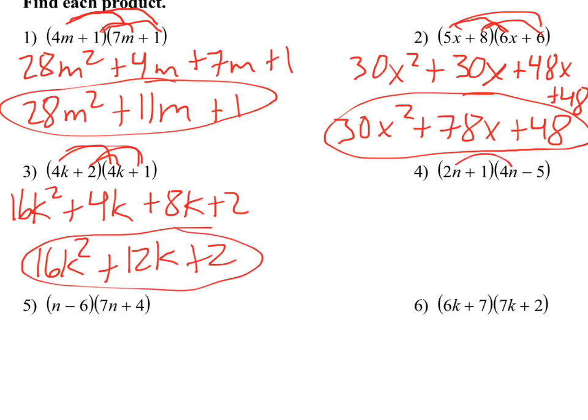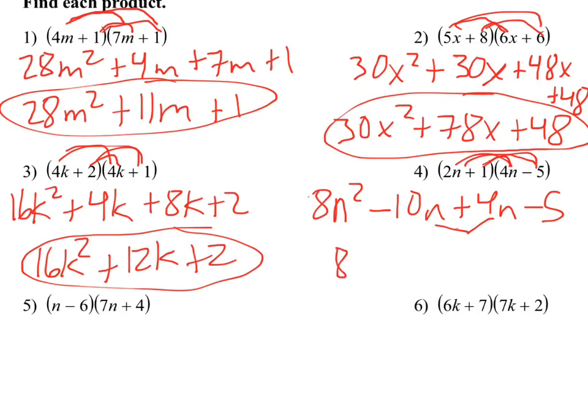Moving on to the next one, just take 2n times both the things in the second one, you'll get 8n squared and n squared, and then subtract 10n. This is the first time we've had some sort of subtraction going on. 1 times both of those, you'll get plus 4n, and then minus 5. Combine those two middle guys together, you'll get 8n squared minus 6n, and then subtract 5 on the end.